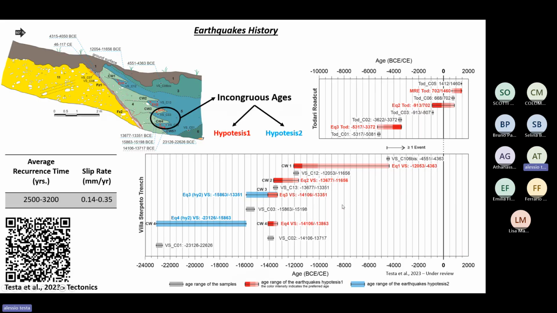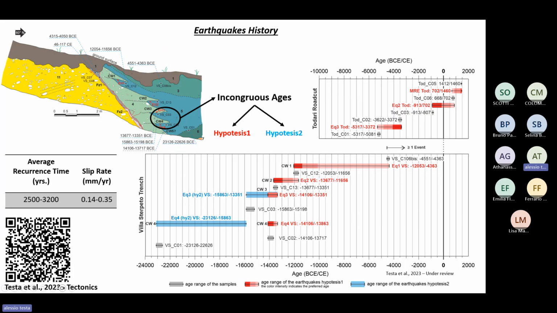So at the end, we rebuilt the seismic history of the Anghiari Fault, constraining the age of at least 7 surface faulting earthquakes in the last 25 kilo years. We have 2 different hypotheses, one in red, one in blue, for the last 2 earthquakes, because 2 of the samples have incongruous ages. We don't know which one is the favorite, but in one case we have some clustering here, and in the other a more constant slip rate, but the younger earthquakes are actually the same.